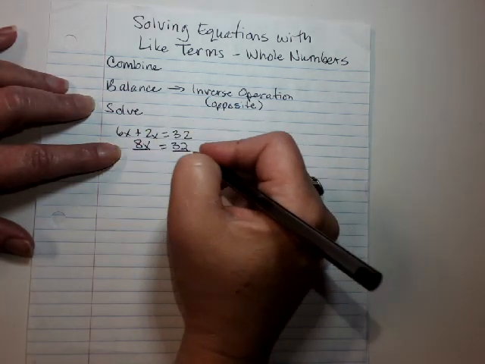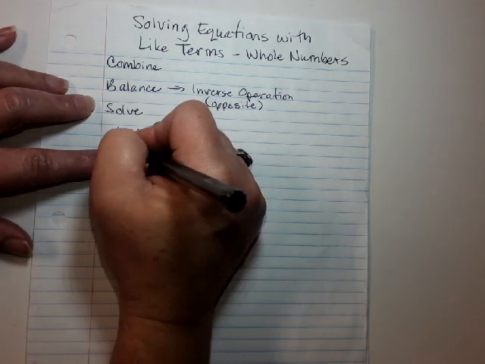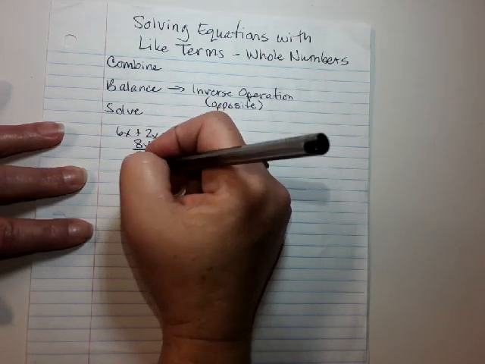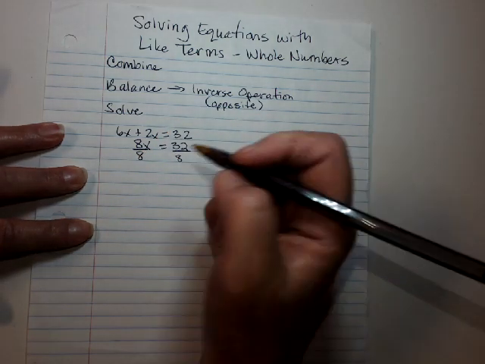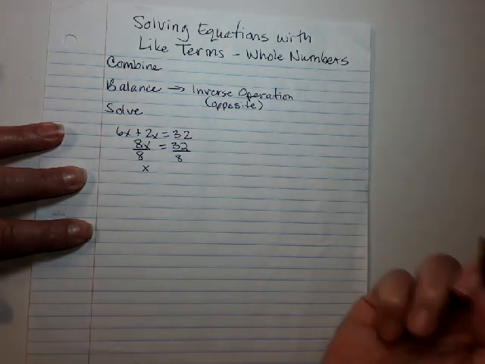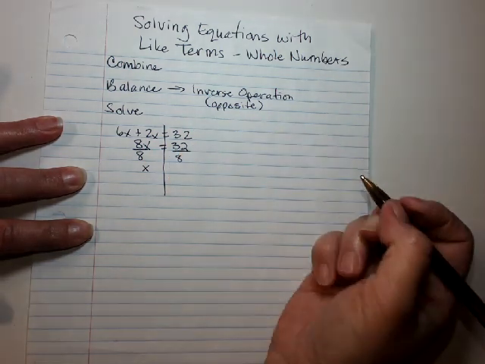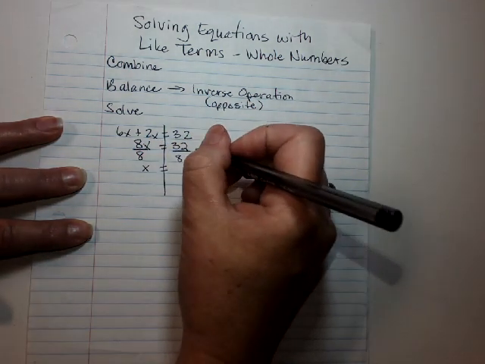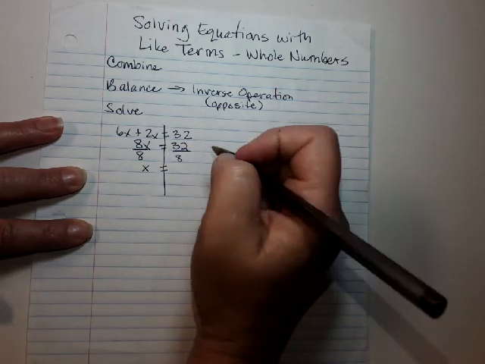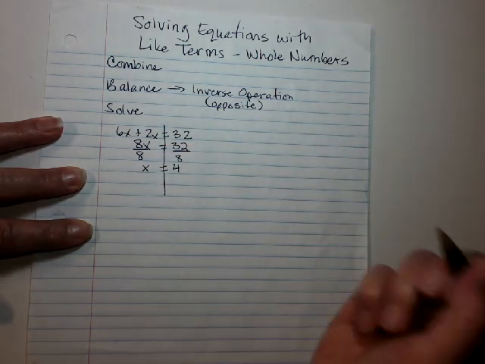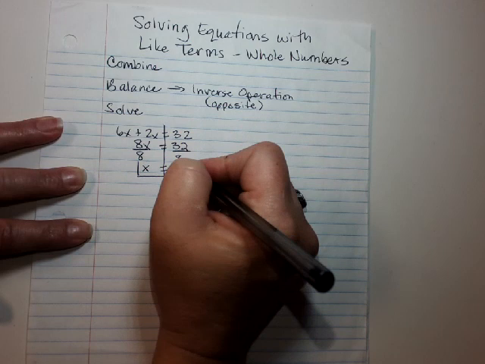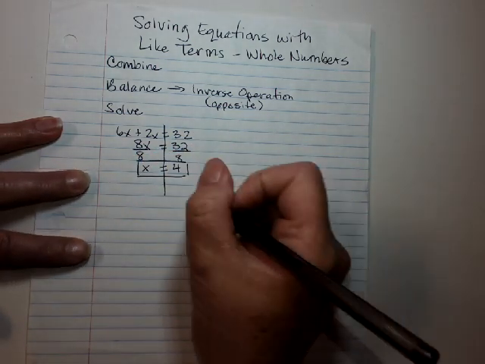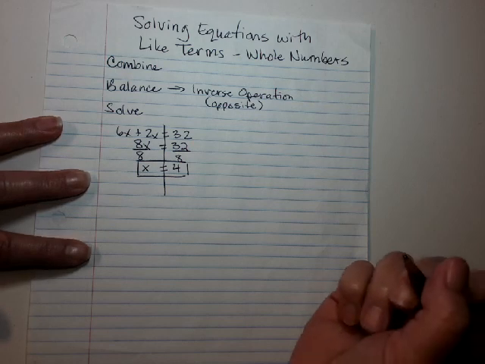What we do to one side, we must do to the other. So we're going to divide both sides by 8, and 8 over 8 we know is 1. So that brings down our x, and a little line here because I like to keep my equals all in line. And 32 divided by 8 is 4. So x equals 4. That's our answer. So we have our solution to this equation.